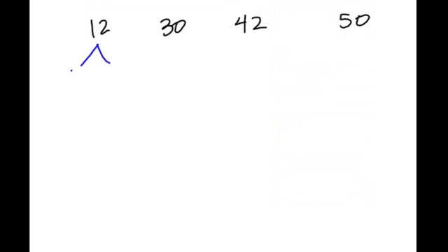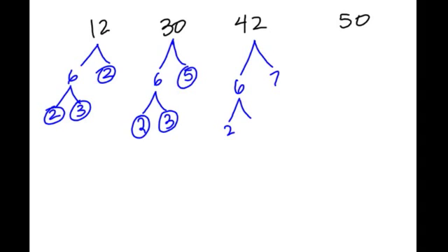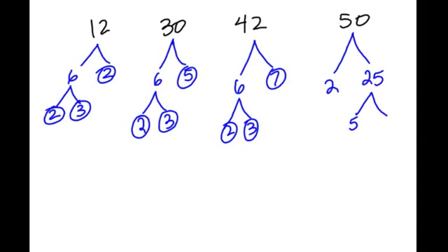Factoring 12. 12 is 6 times 2. 6 is 2 times 3. Those are all prime. Factoring 30. 30 is 6 times 5. 6 is 2 times 3. Those are all prime. 42. 6 times 7. 2 times 3. Those are all prime. 50, 2 times 25, 5 and 5.